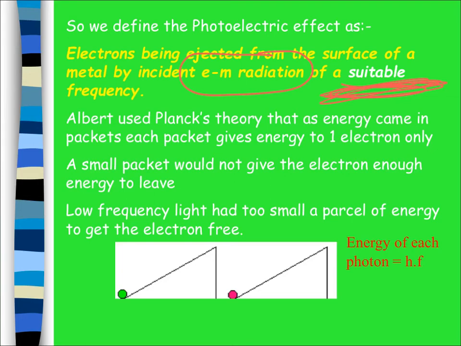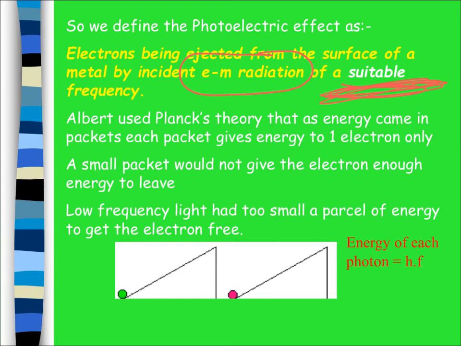Then he said, right, energy comes in packages. Planck said that. One package, i.e. one photon, hits one electron. If that package is too small for the electron to leave, then it won't leave. If you have very strong red light, the packages are very small. They hit the electron, no luck at all.